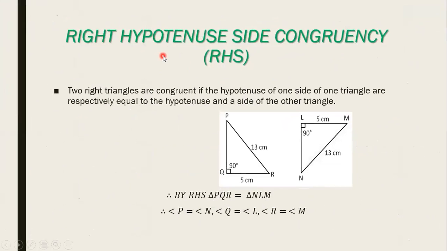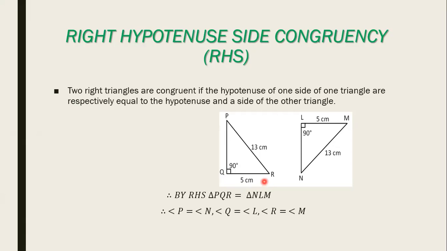Next is right angle hypotenuse side congruency. RHS congruency criteria. Two right triangles are congruent if the hypotenuse and one side of one triangle are respectively equal to the hypotenuse and a side of the other triangle. So here RHS means right angle. In the given triangles, one angle should be a right angle. Then the measures of two sides should be equal.